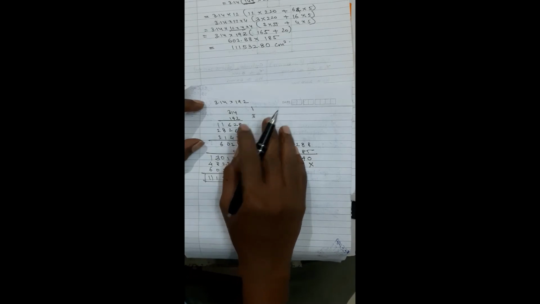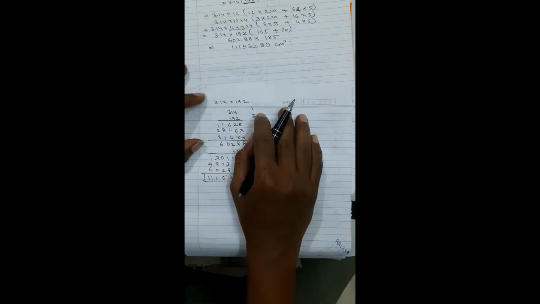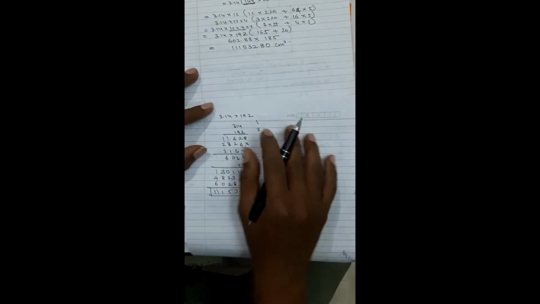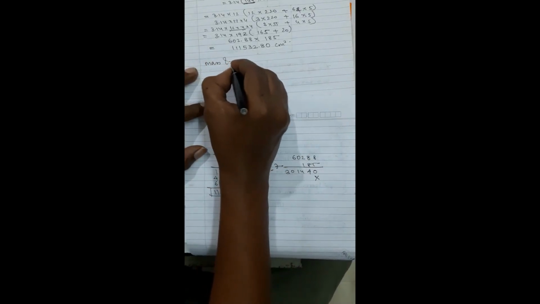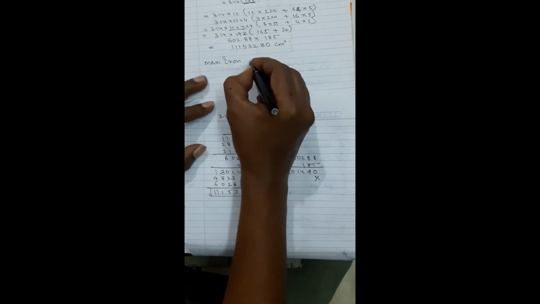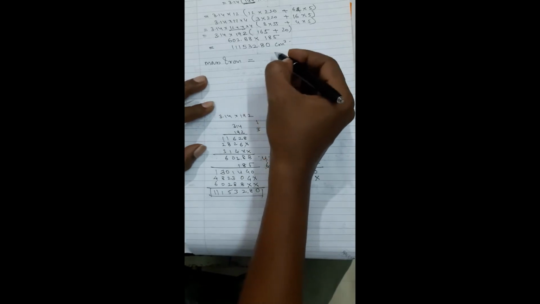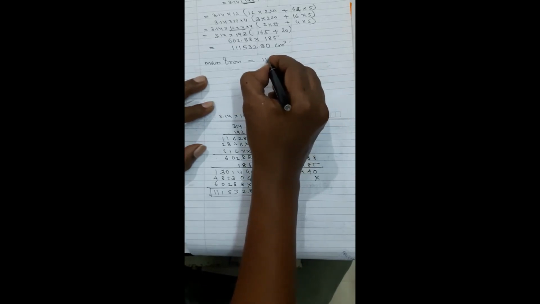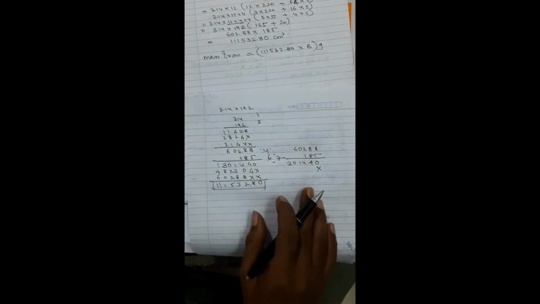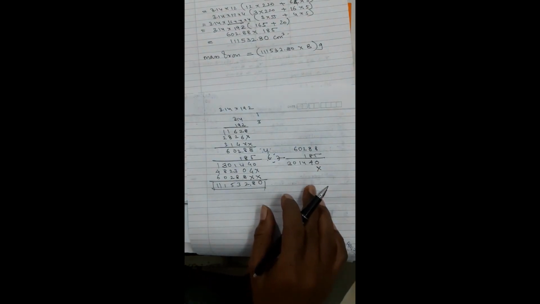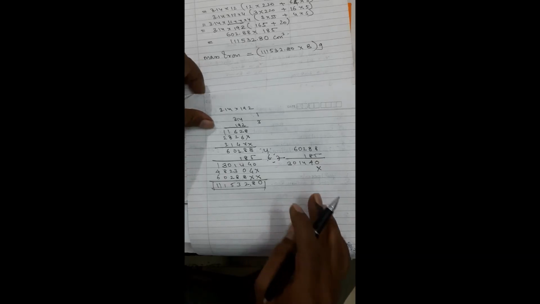This is the total volume of iron present in the structure. And now the mass of iron is equal to, actually, 8 grams per cubic centimeter. So 111,532.80 into 8 grams will be the mass of iron present over there.